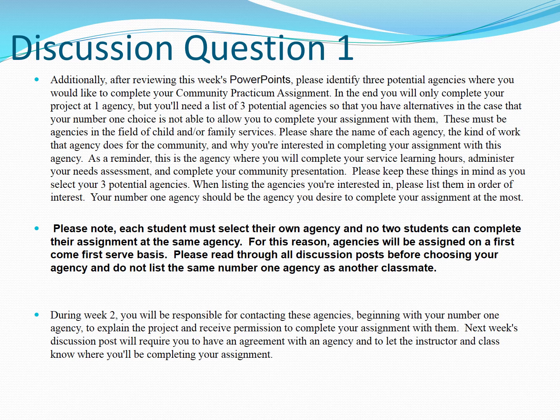They need to be related to what we're doing here. What you're going to do is share the name of each of the agencies that you're interested in, the kind of work they do for the community, and why you're interested in doing your assignment with them. When you're listing your 3 potential agencies, you need to list them in order of interest. So the first one that you list for us is going to be your number 1 interest. That means this is where I want to complete my assignment the most.